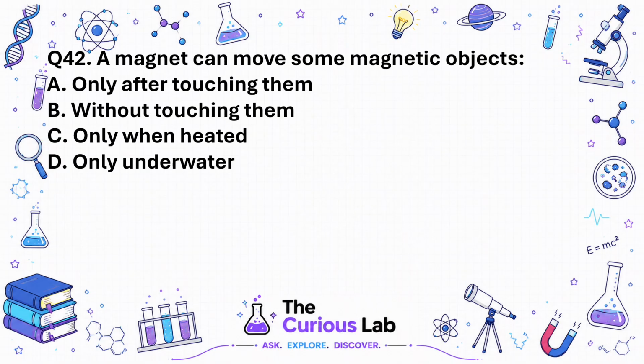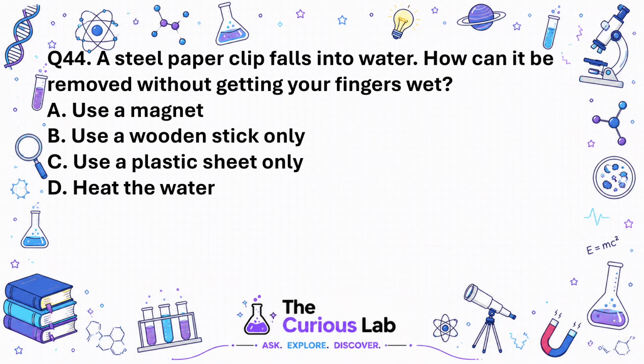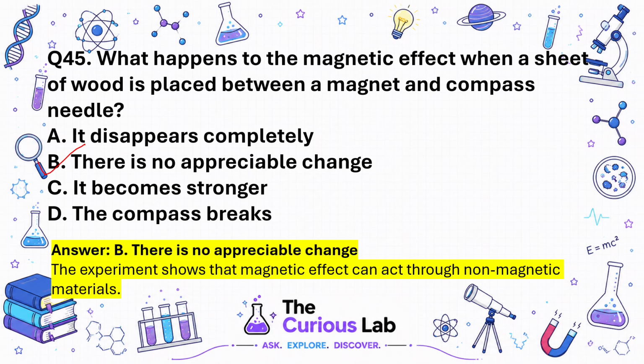A magnet can move some magnetic objects without touching them. A steel ball is placed inside a cardboard maze. How can it be moved without touching it directly? By moving a magnet below the cardboard. The steel ball will get attracted and move along with the magnet. A steel paper clip falls into water. How can it be removed without getting your fingers wet? We can use a magnet. What happens to the magnetic effect when a sheet of wood is placed between a magnet and a compass needle? There is no change because we know that magnetic effect can act through non-magnetic materials.